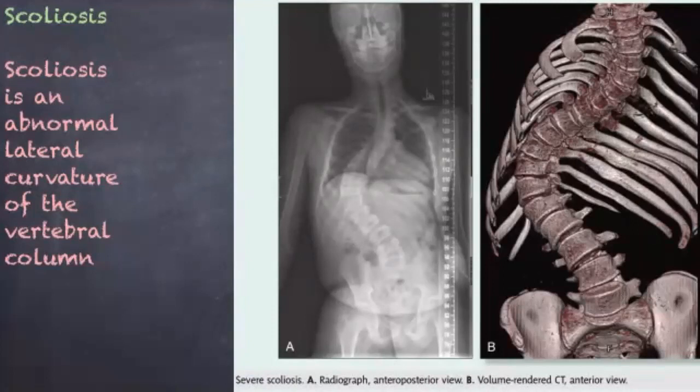Coming to scoliosis, scoliosis is abnormal lateral curvature of the vertebral column. You see a radiograph and anteroposterior CT. This is the X-ray. This is the CT of scoliosis.